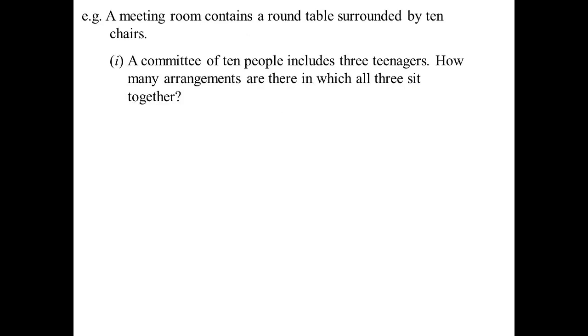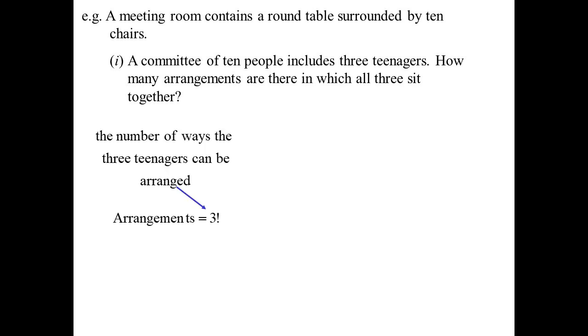We've got a meeting room. It's got a round table in it. It's got 10 chairs. Committee of 10 people, including 3 teenagers. How many arrangements are there in which all 3 of the teenagers sit together? We still look after the restriction first. The teenagers are going to be together. 3 factorial ways of doing that.